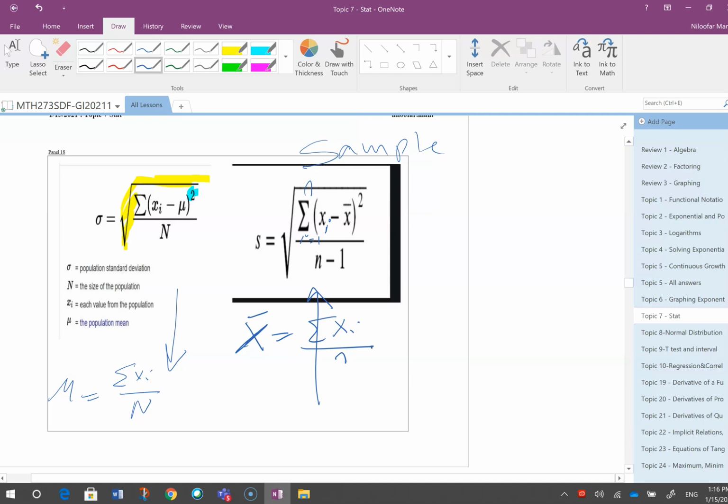Then you take each one minus x bar and square it. You add them, then divide by n minus 1 and take the square root. Now I need to show you why I square them, why I take a square root, and why I use n minus 1 instead of n for a sample. This is the formula of the standard deviation that I use.